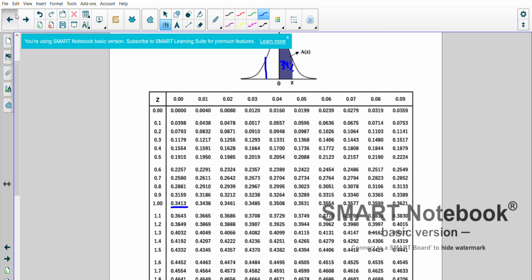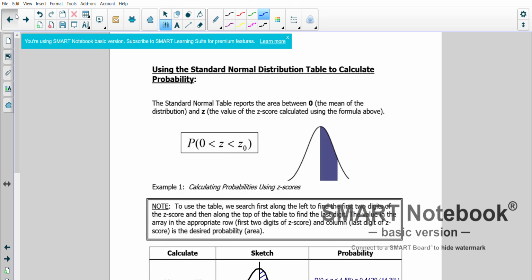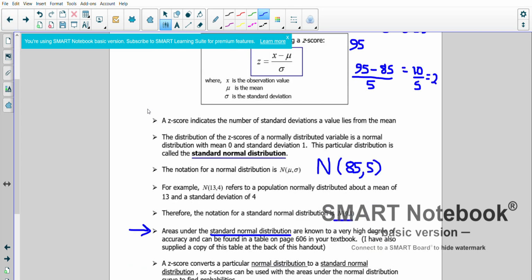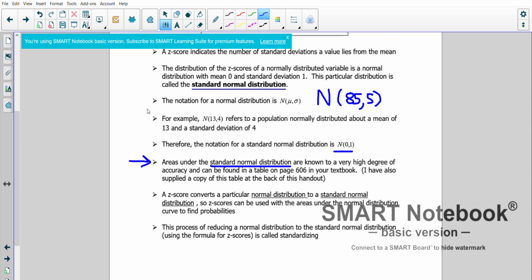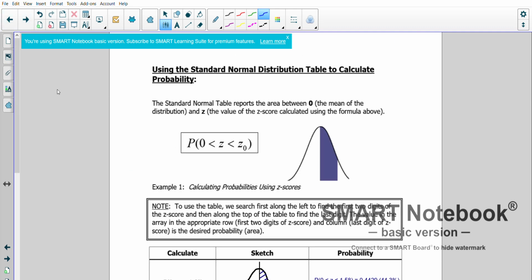That being said, I did take the liberty of filling out this lesson in advance, just because it took me 3 hours, so I figured you wouldn't want to watch a 3-hour video, so hopefully we'll keep it a little shorter and I'll just talk through the work that I did. So how do we use that table to calculate the probability?